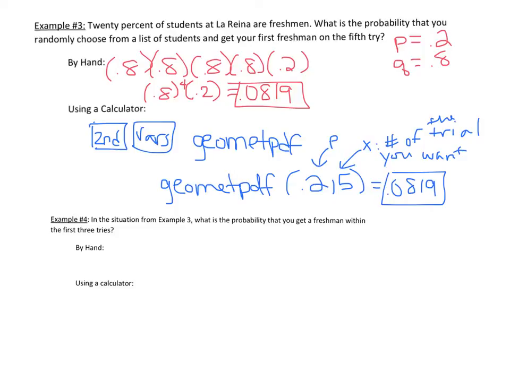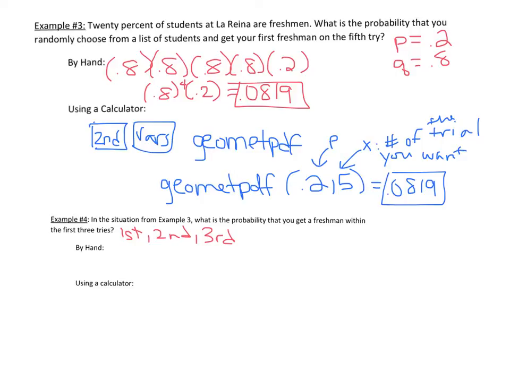The next type of problem is a little bit similar. It still involves geometric probability, but we want to know the probability that we get a freshman within the first 3 tries. What that means is that we get a freshman on the 1st try, on the 2nd try, or on the 3rd try. There are two ways to do this problem. You can either work this whole thing out by hand or you can do it on the calculator. We're going to do it both ways.